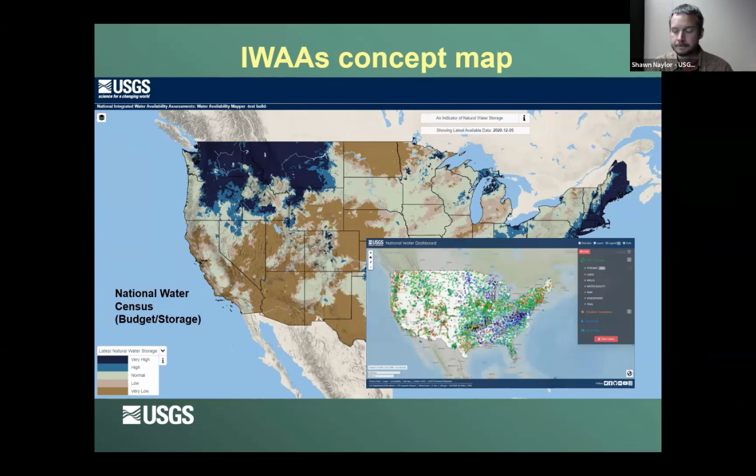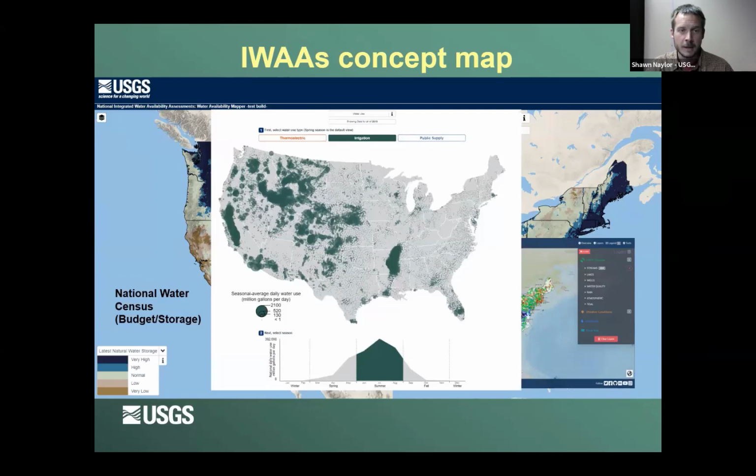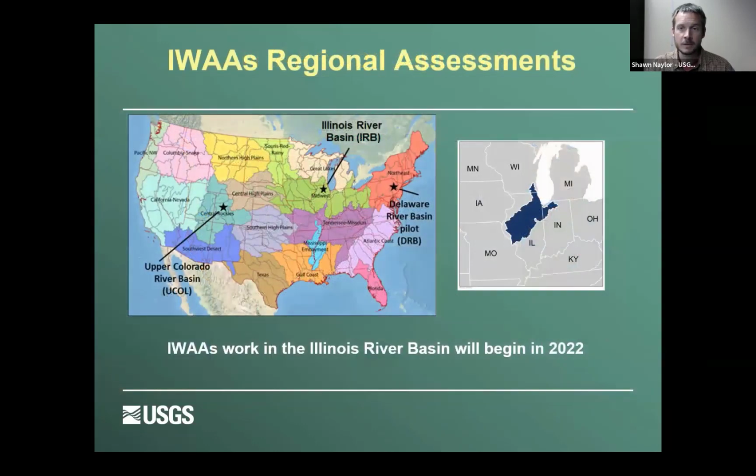And from a water use standpoint, the census will eventually integrate water use data that we have at the national level that considers irrigation uses, public supply uses, and also thermoelectric applications. So this is something that we're really excited about because it's going to be a great tool, I think, for really understanding water availability in real time. And so there's that national effort.